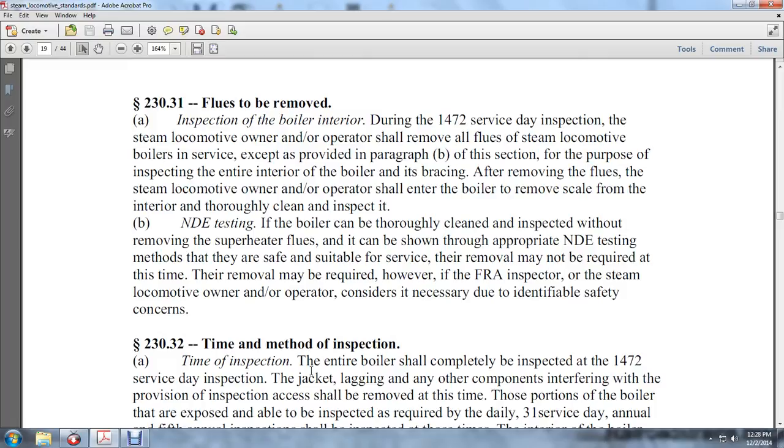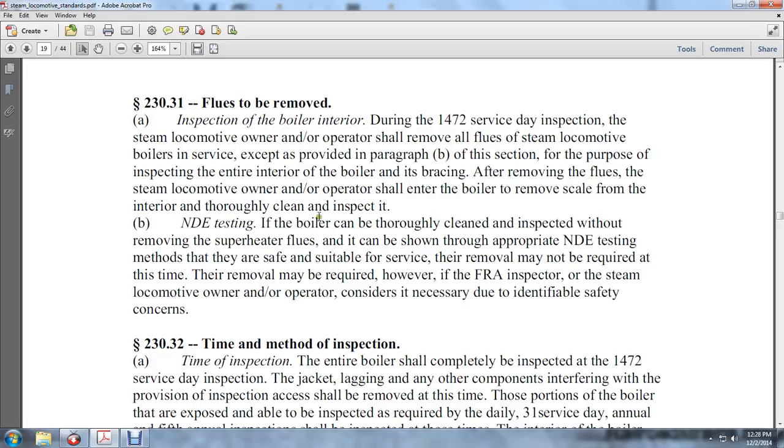230-31, flues to be removed. The inspector of the boiler, during the 1472 service day inspection, shall have the steam locomotive operator remove the flues of the steam locomotive boilers, except as provided in paragraph B of this section. For the purpose of inspecting the interior of the boiler and removing the flues, the steam locomotive owner and operator shall enter the boiler to remove the scale from the interior, thoroughly clean and inspect it.